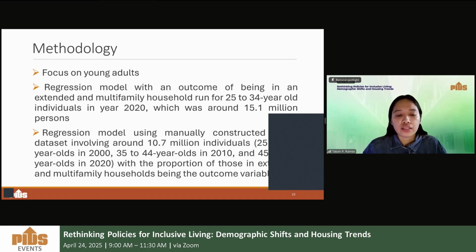So the second regression model that used this manually constructed panel dataset involved around 10.7 million individuals. So the 25 to 34-year-olds in 2000 were thought to grow older to 35 to 44-year-olds in 2010, and subsequently 45 to 54-year-olds in 2020. And the outcome for this model is the proportion of those in extended and multifamily households.